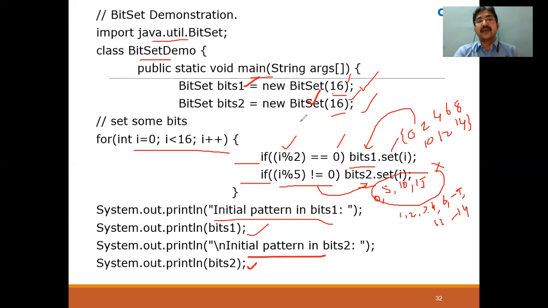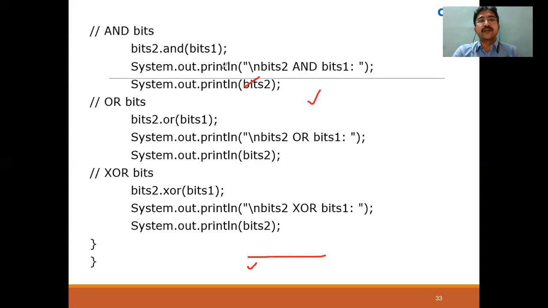We're just displaying them. Now we have methods, right? We are going to perform some operations here. What are those operations? Let me see them here. We are performing AND, OR, and XOR.